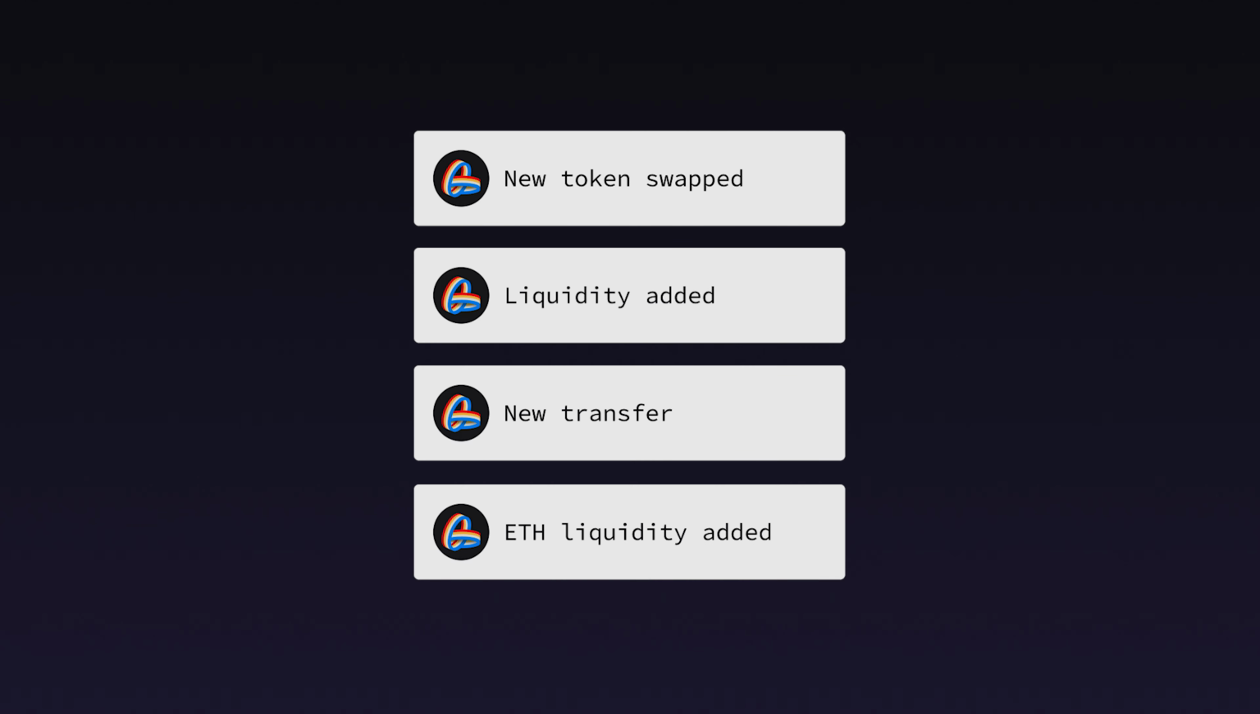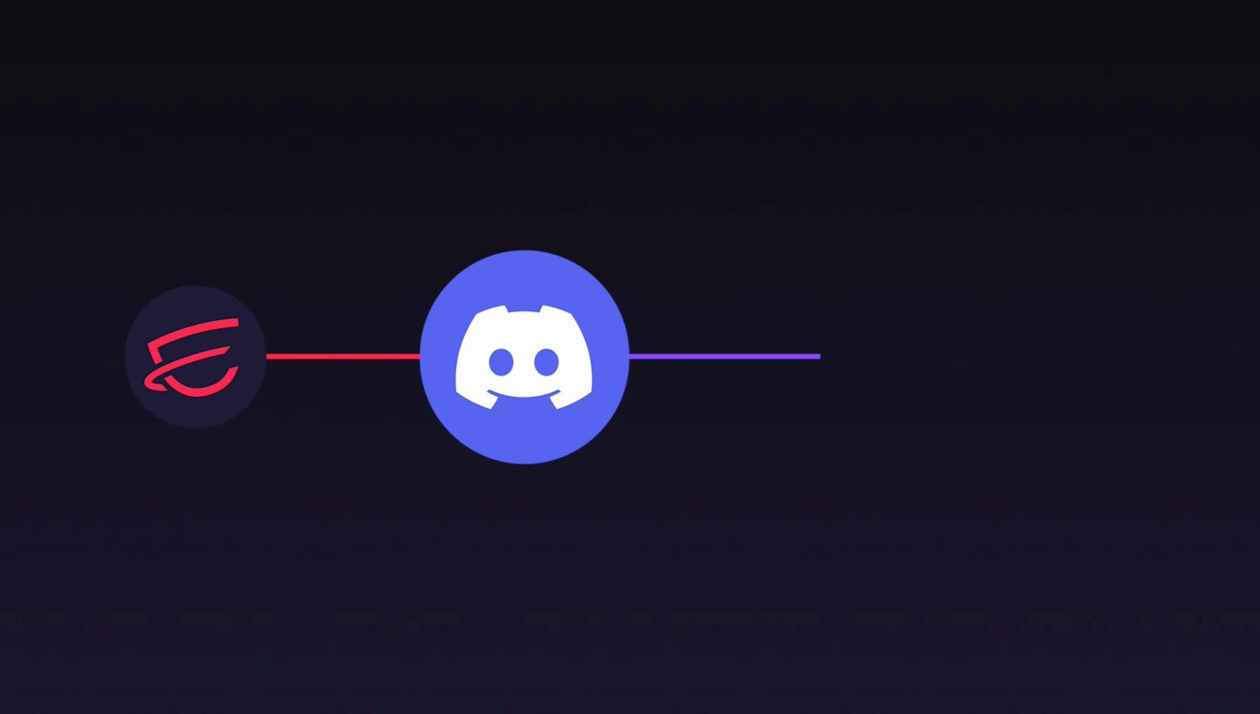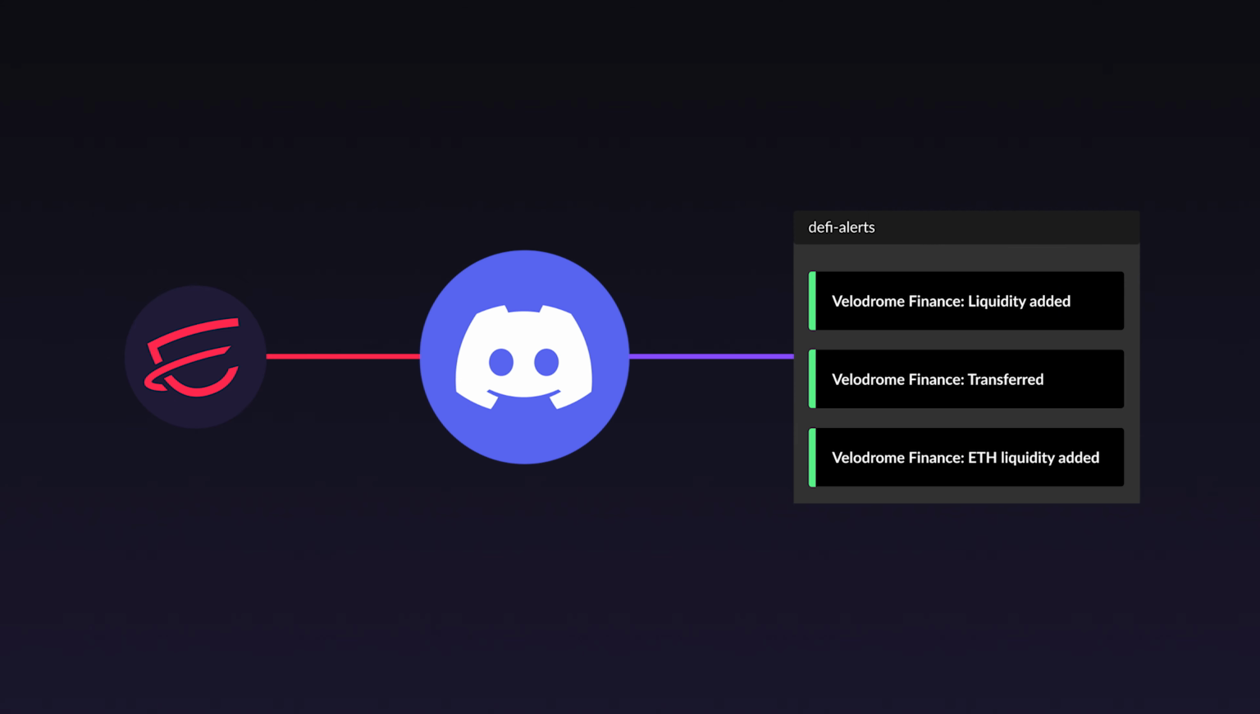Hey everyone, today I'm going to show you how to set up automated DeFi alerts in Discord without writing a single line of code. So we'll be using Dispatch to track on-chain activity and get real-time notifications right in your Discord server. Whether you're tracking token swaps, monitoring liquidity changes, or just want to stay updated on your favorite DeFi protocols, this setup will take less than 5 minutes. So with that said, let's dive in.